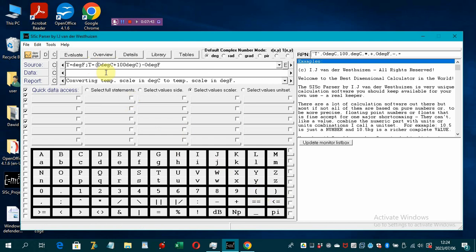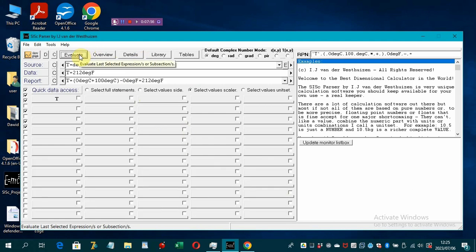So that is my temperature in degrees Celsius. I deduct the 0 degrees Fahrenheit to convert it in terms of the scale in degrees Fahrenheit. And there's your answer, 212 degrees Fahrenheit. And we all know that is the boiling point of water in degrees Fahrenheit.